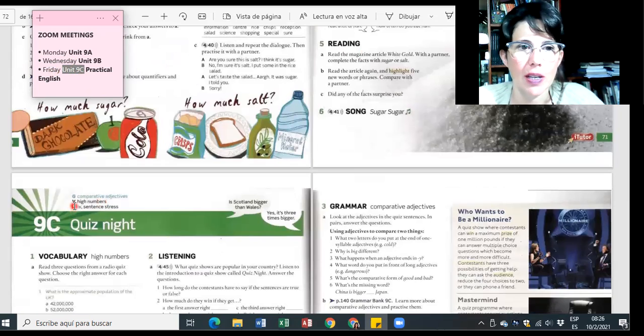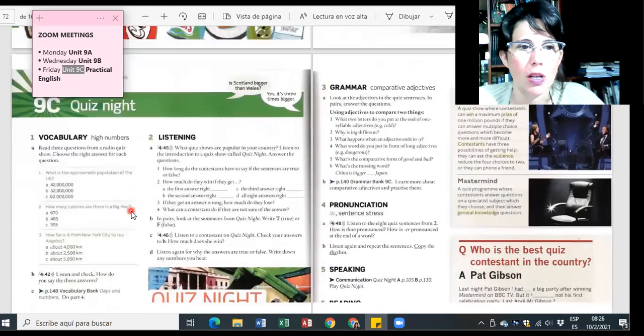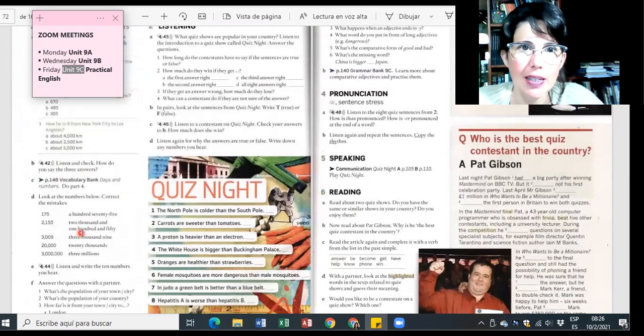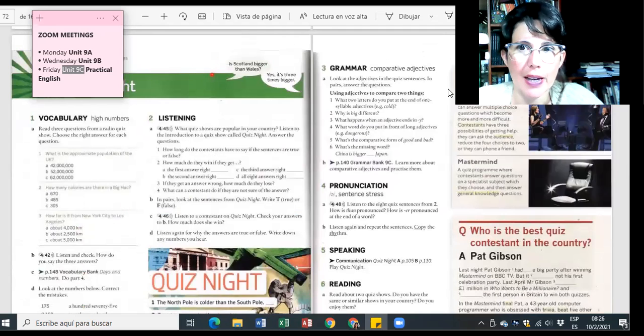Let's see. Here we will start with comparative adjectives, and we will also work with high numbers. If you don't remember how to say high numbers, please try to revise that. Probably we will be short of time to correct this, but you try to revise high numbers. In class, we will try to check and complete, for example, the listening activity, grammar, and reading.